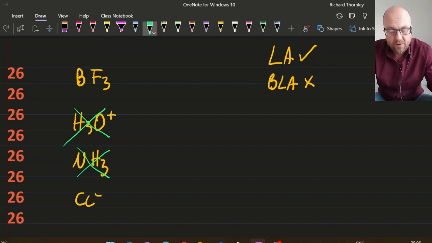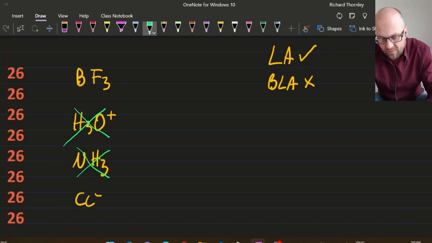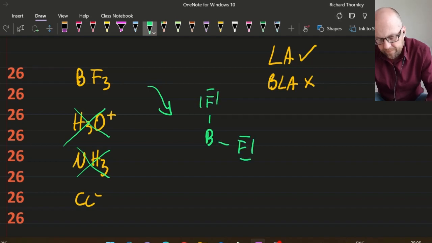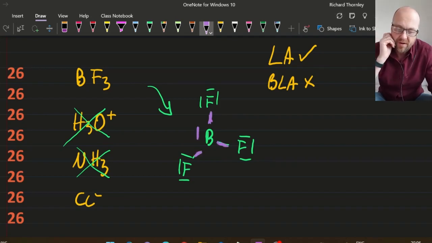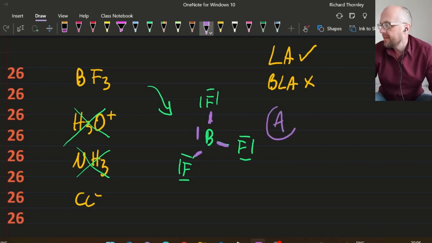A Lewis acid can receive a pair of electrons. So let's see which of these two species could receive a pair of electrons. Definitely boron can. It's stable with 6 electrons, or it can have 8 electrons around that boron. So that's the answer. 26 is A.